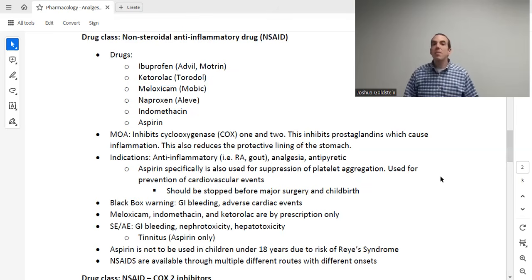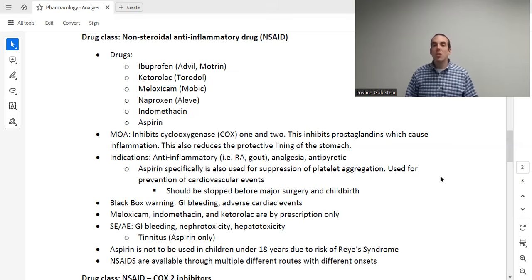One additional side effect, very famous, it shows up on a lot of test banks, is going to be tinnitus, which is ringing in the ears, and that's specific to aspirin. Aspirin is also not to be used in children under the age of 18 due to the risk of developing Reye's syndrome. Reye's syndrome used to be a big problem. It's very, very rare now simply because we've so well educated patients and parents to avoid using aspirin in children.